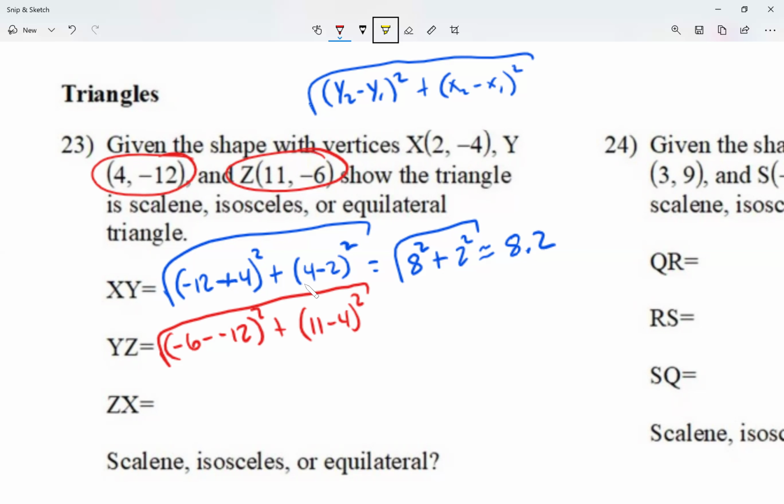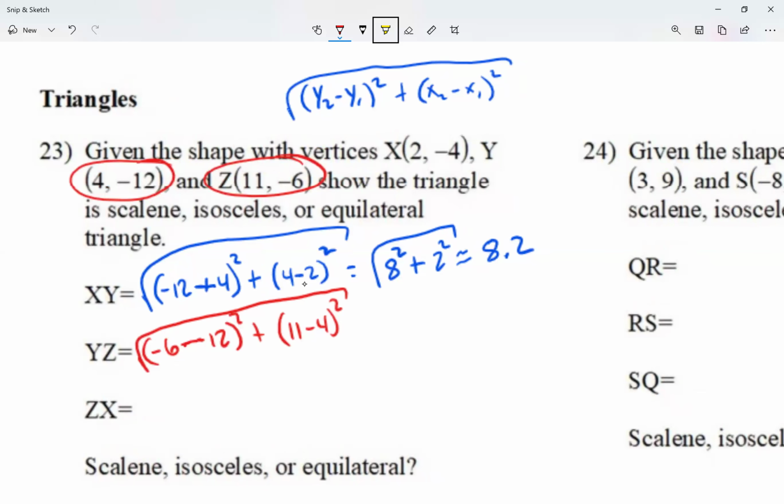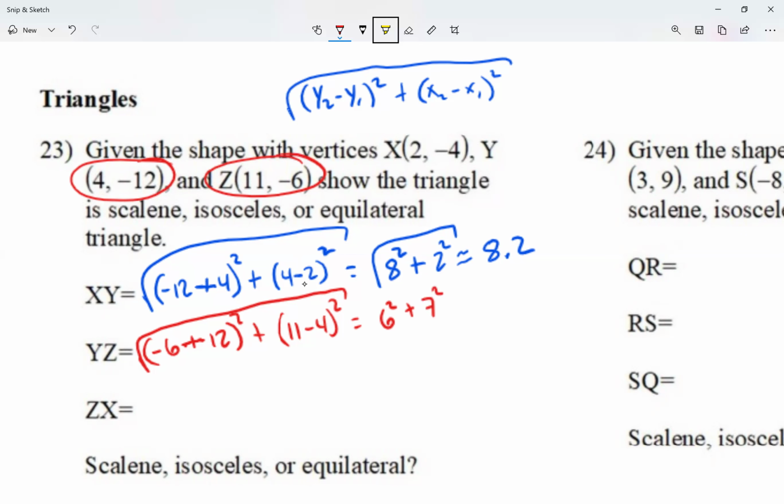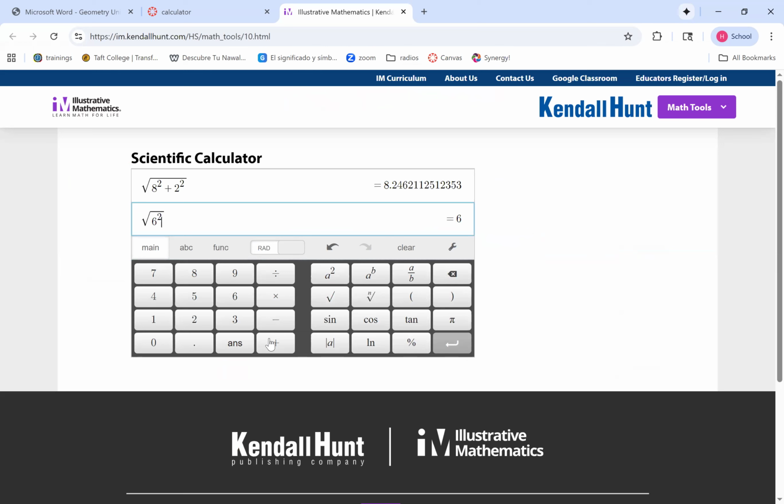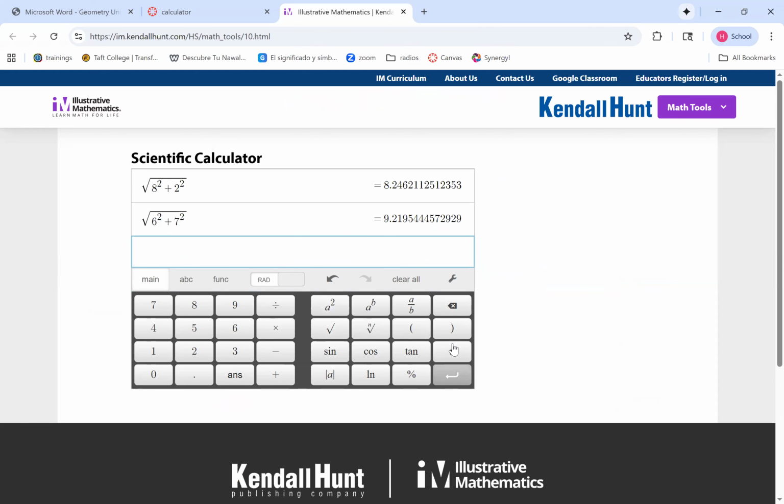Because I'm going to square everything, it becomes positive. So in my first parentheses, two negative signs become a plus sign. Negative 6 plus 12, isn't that 6? So I'm going to say 6 squared. On the second one, 11 minus 4, that's 7. Let me go to my calculator. The square root of 6 squared plus 7 squared. I'm going to round it to one decimal place, so let me call this 9.2.